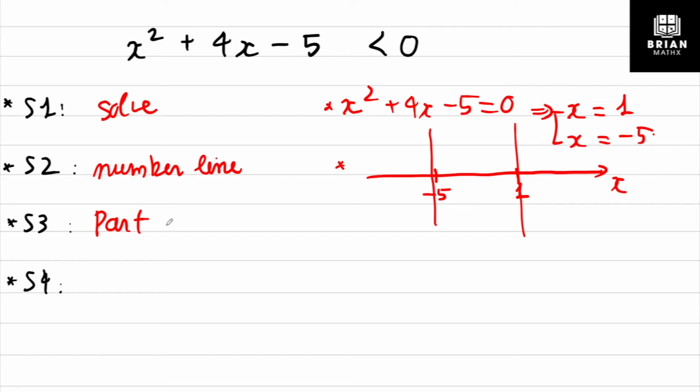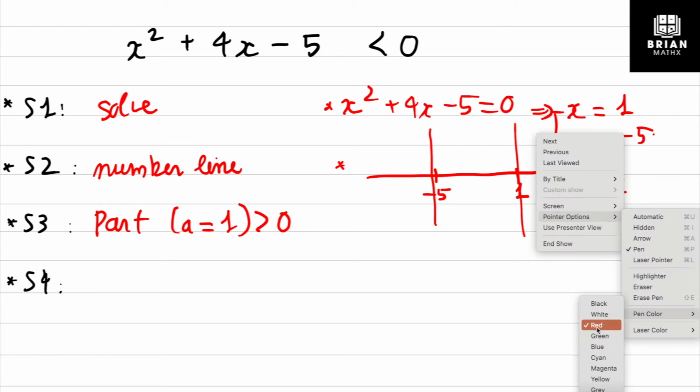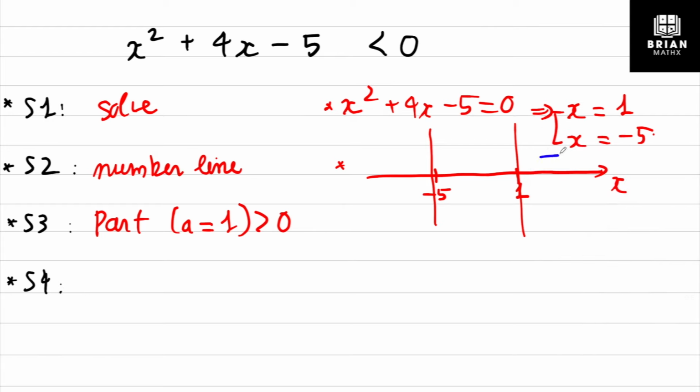Then I determine which part has a positive or negative sign, because I just care about the value of a. In this case, a equal to 1 is greater than 0. So the right hand side part has to be positive. Positive first, and the middle will change sign, from positive to negative, and from negative to positive. After this step, I make the conclusion.